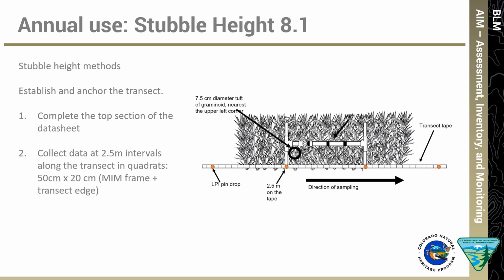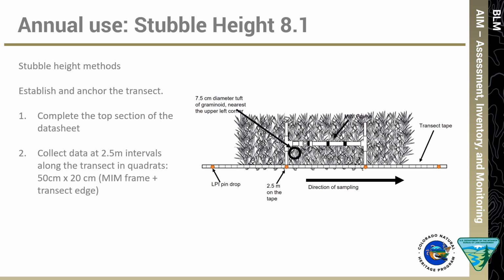The first annual use method I will cover is the stubble height method in Section 8.1. To begin stubble height methods, you must first establish and anchor the transect. Then, step 1 of the methods is to complete the top section of the datasheet or the first page on the Survey 123 form with information about the site, the observers, and recorder.